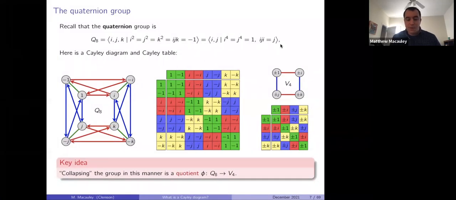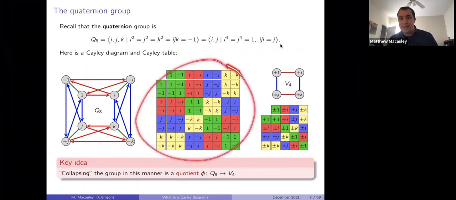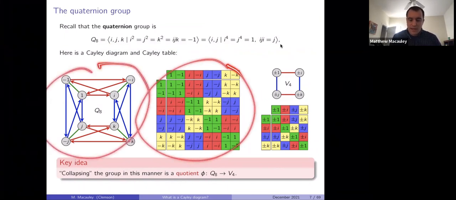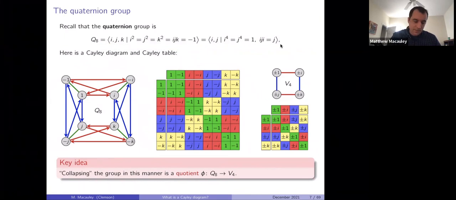So the quaternion group is something that does come up. So this is the group, many of you know this: i, j, k, negative i, negative j, negative k, and plus or minus 1. Here's what I call a Cayley table, and here's a Cayley diagram. And notice that if you take this, let me use a different color.